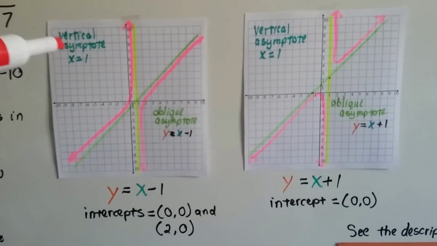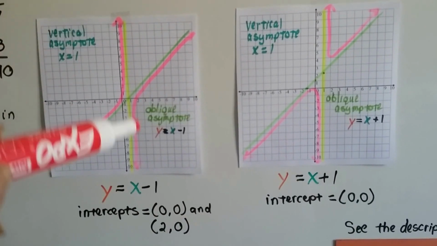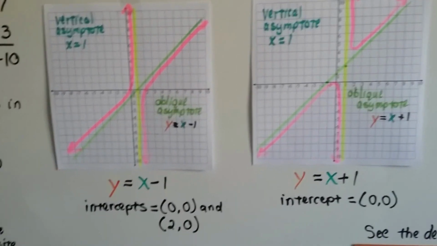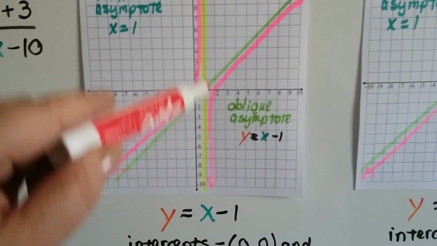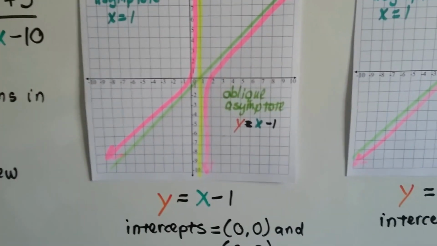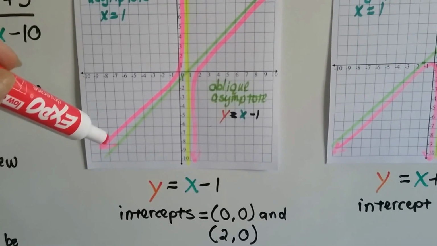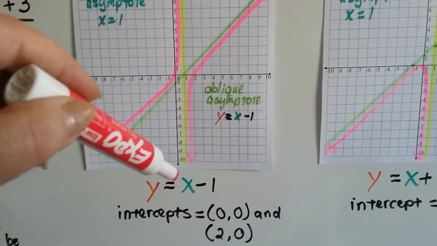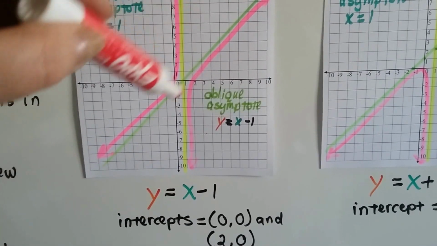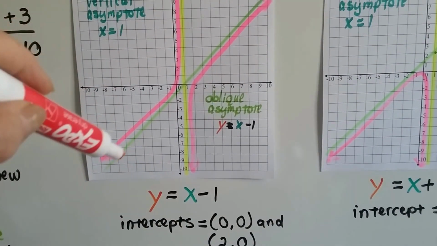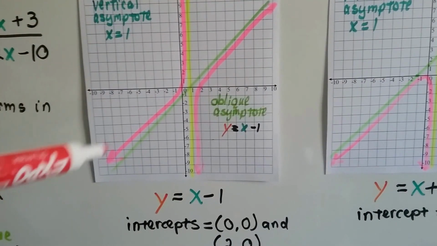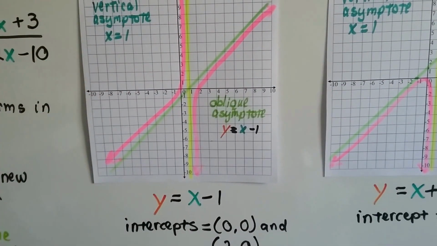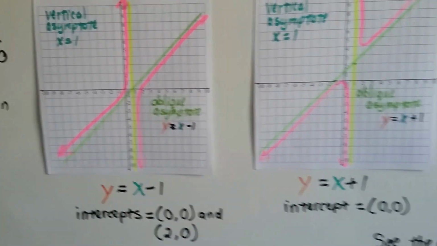Here's a vertical asymptote of x equals 1 coming down this way. All right, let me get a little closer for you. See how this is our vertical asymptote in this dark yellow? And the oblique one is where y equals x minus 1. See? We can draw the curves. They come close to the lines, but they never touch it. And now we've got our hyperbola, don't we?